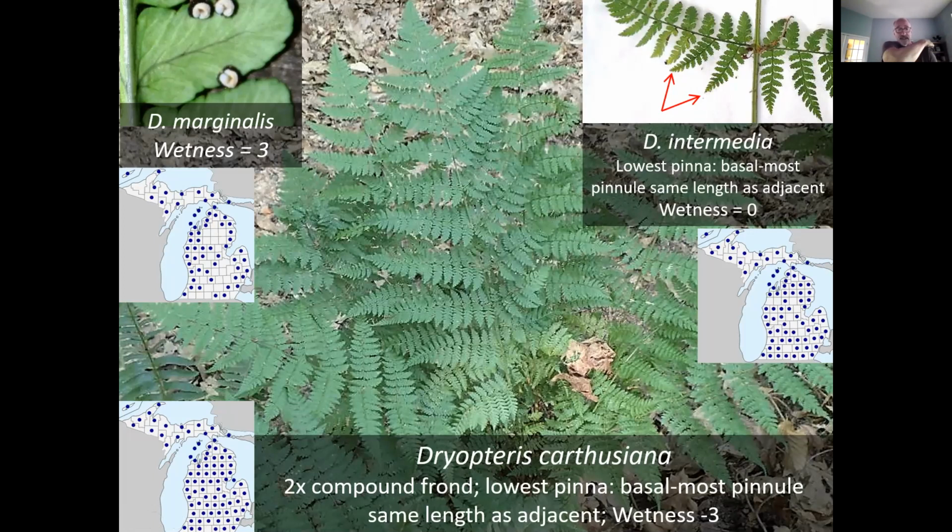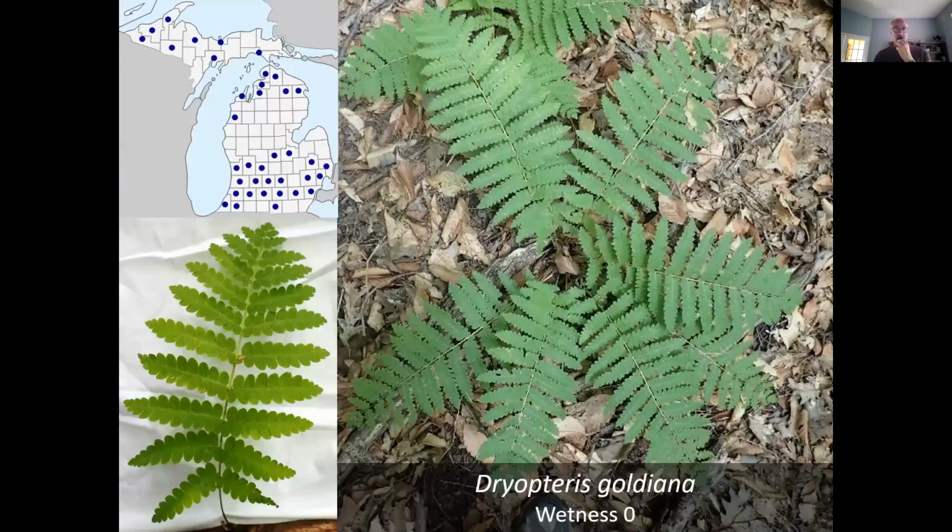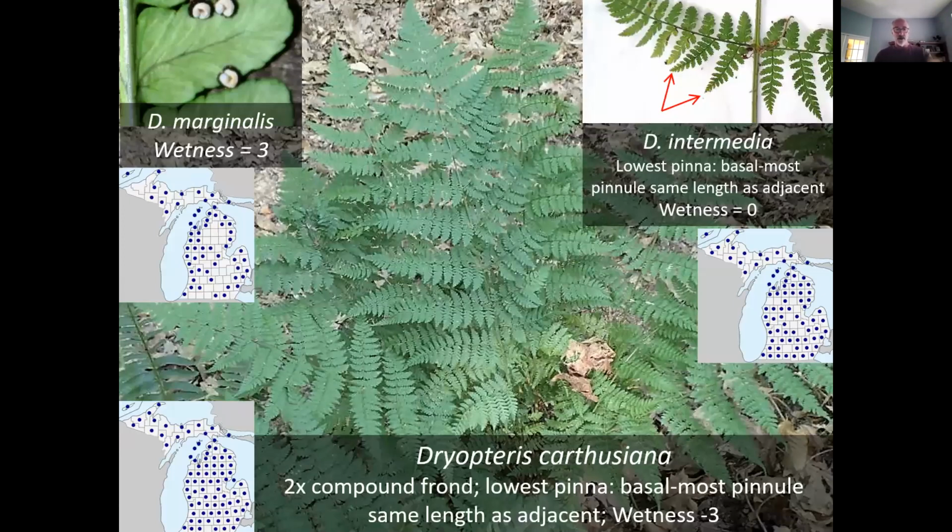Of the three, there's also sort of an alphabetical trend. Carthusiana is ranked as more moisture demanding, wetness of -3. Going down the alphabet to intermedia, we get a wetness score of about 0, marginalis a wetness of 3. So you can kind of trend it out that way in terms of wetness and memorizing who's what.